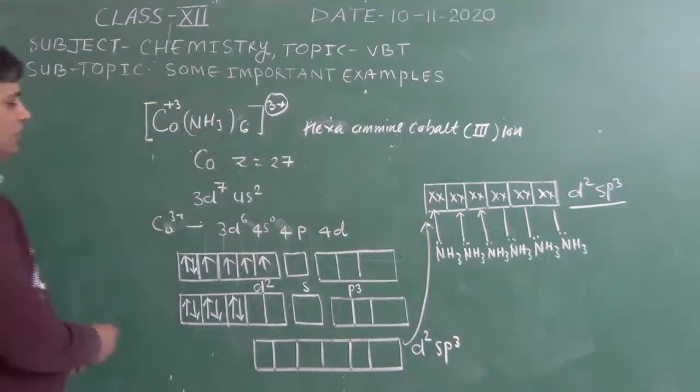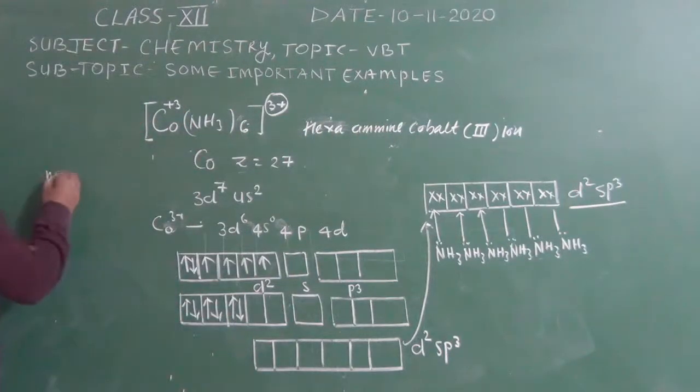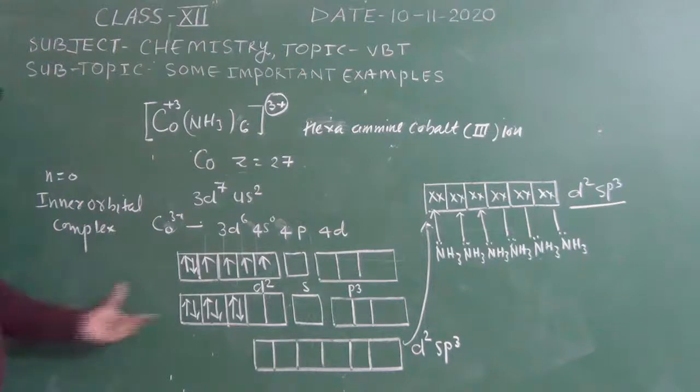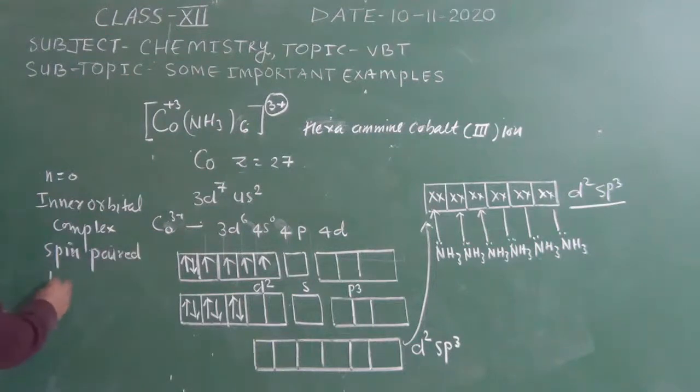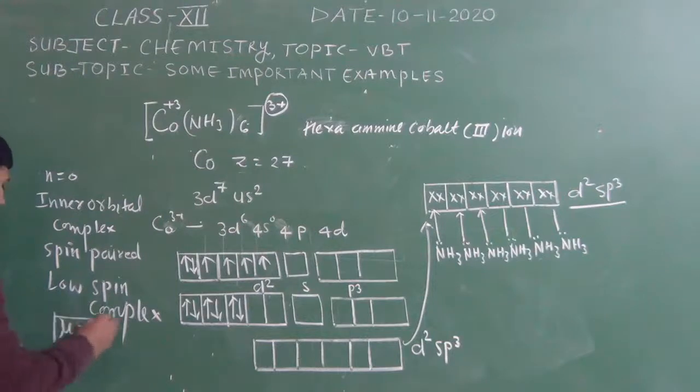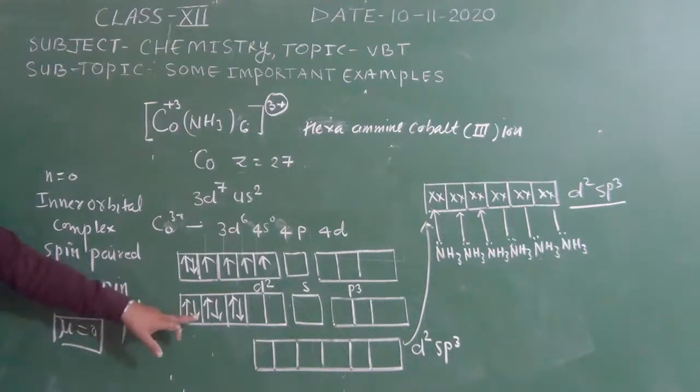Okay, so how many unpaired electrons? n is equal to 0. It forms an inner orbital complex. It is spin paired. It is a low spin complex, because the magnetic moment is equal to 0. So the number of unpaired electrons is equal to 0.